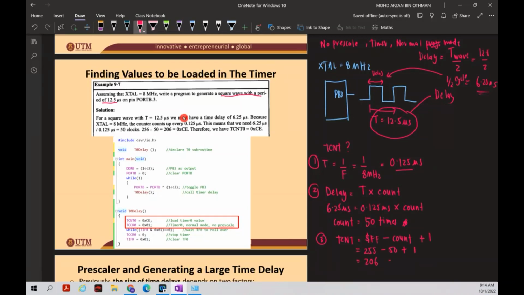And this 206, if you change it to hexadecimal, it is equivalent to 0x what? Base 206 hexadecimal. Okay, you will get CE. So this is your TCNT value. Once you get the TCNT value, after that we can do the program.